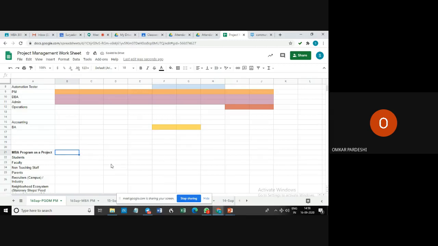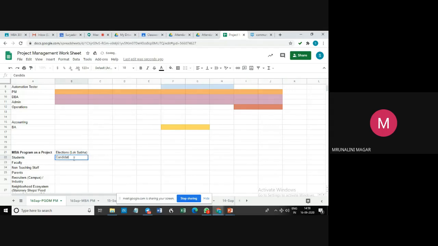Okay, we'll take another project. So this is elections, and let's call it Lok Sabha elections. We can again visualize this as a project. Candidates. So by that we can include the parties as well. Voters.